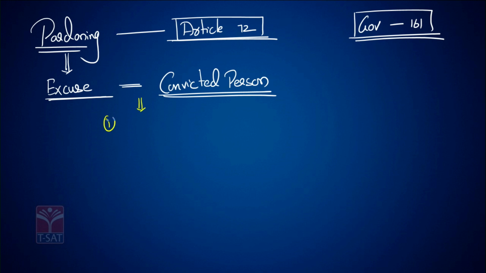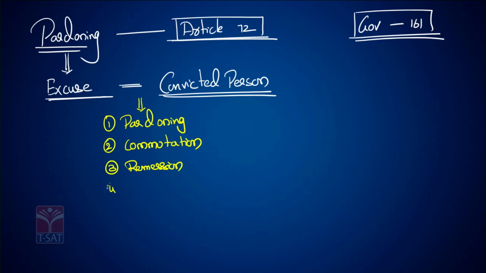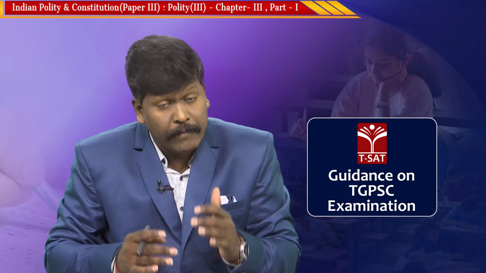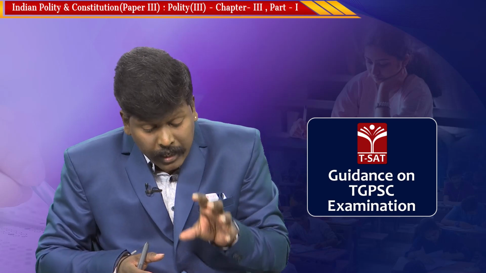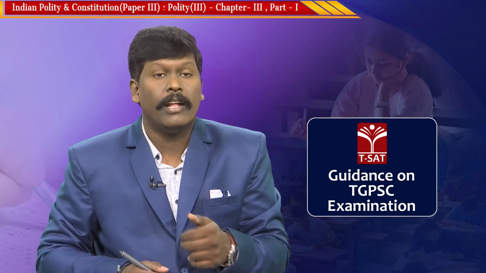The first one is pardoning. The second one is commutation. The third one is remission. The fourth one is respite. And the fifth one is reprieve. These are the five types of the pardoning powers of the President of India.